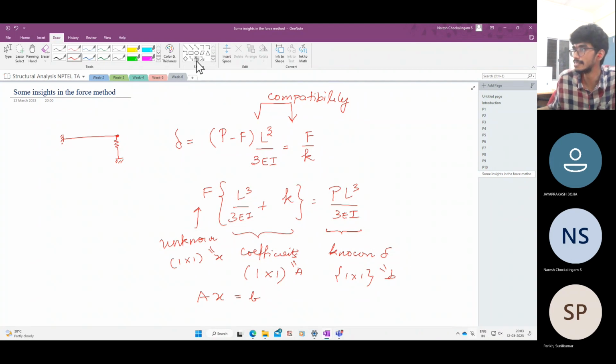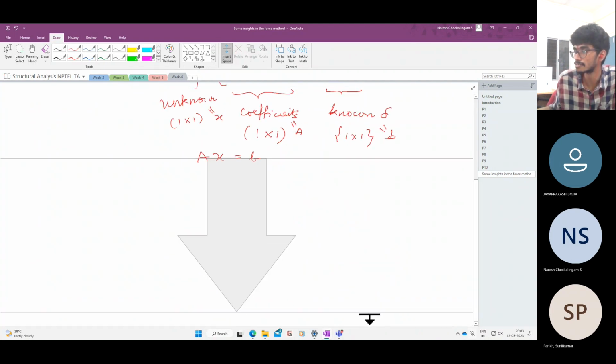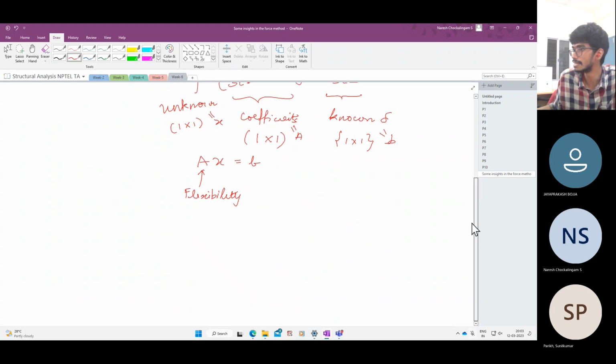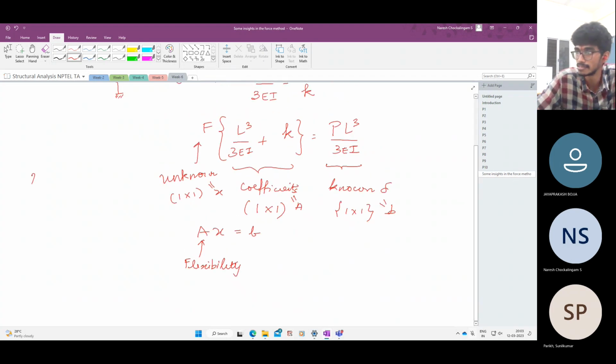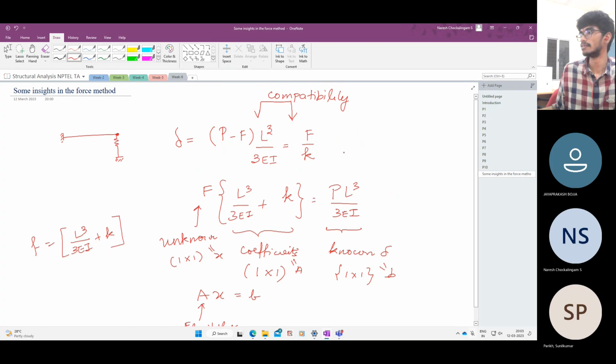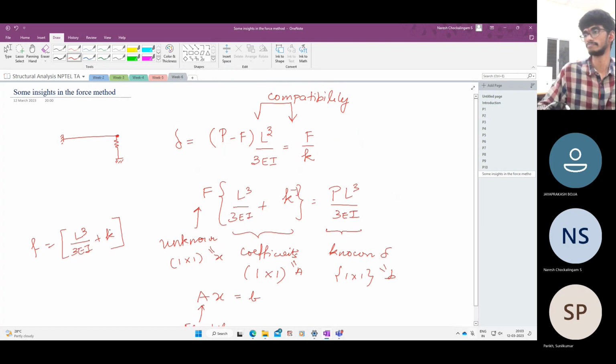So this is basically the crux of the force method. This A is called the flexibility matrix. So for this system, the flexibility matrix is 1 by 1, which is L cube by 3EI plus K inverse, that is, 1 by K.